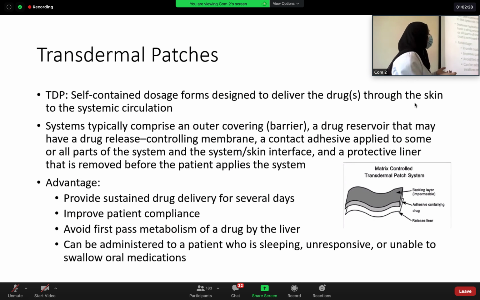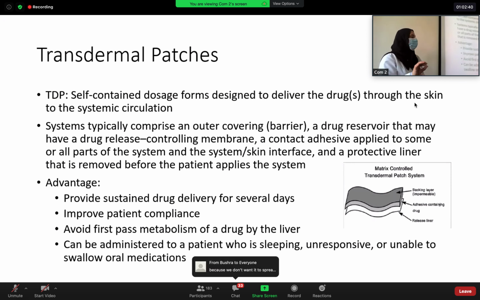Basically, it's a self-contained dosage form that is designed to deliver the drug through the skin to produce a systemic effect. So it will reach the blood circulation or the adipose tissue based on the formulation of that medication.